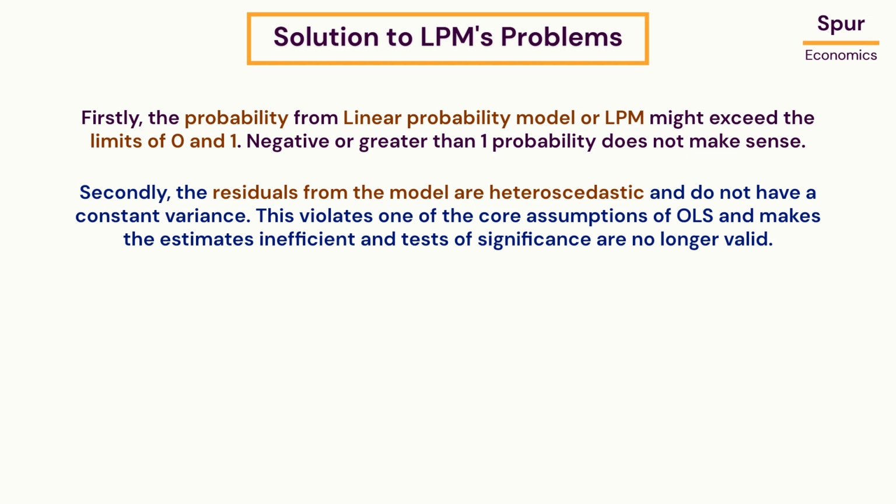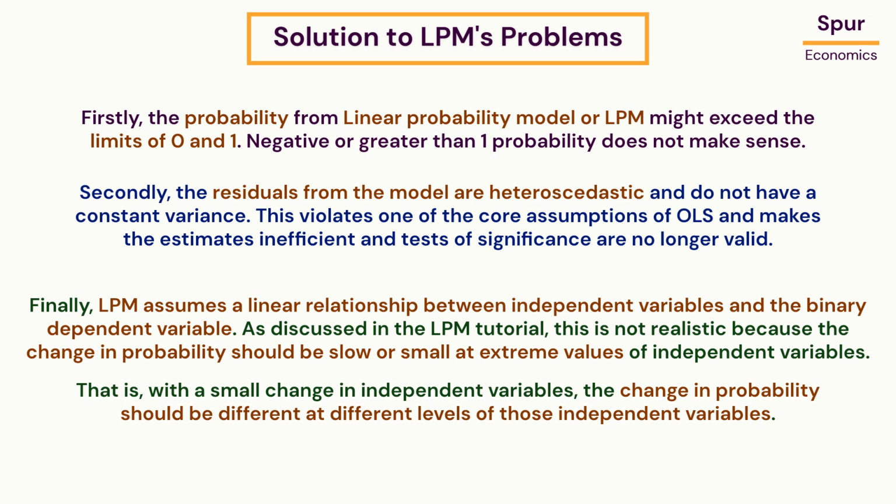Secondly, the residuals from the model are heteroscedastic and do not have a constant variance. This violates one of the core assumptions of OLS and makes the estimates inefficient and tests of significance no longer valid. Finally, LPM assumes a linear relationship between independent variables and the binary dependent variable. As discussed in the LPM tutorial, this is not realistic because the change in probability should be slow or small at extreme values of independent variables. That is, with a small change in independent variables, the change in probability should be different at different levels of those independent variables.